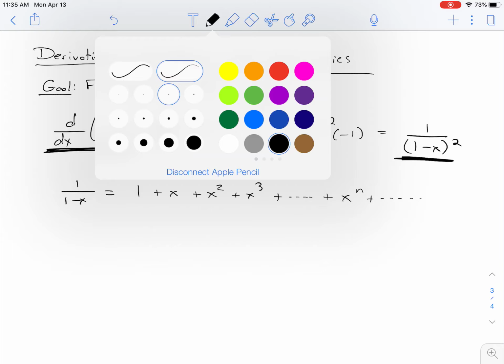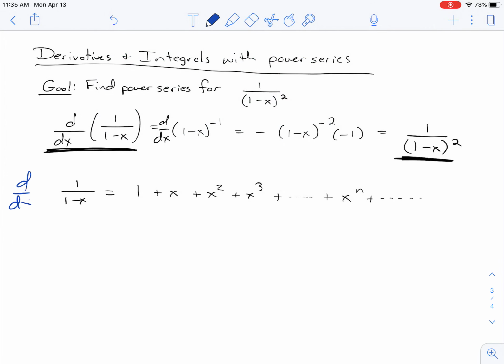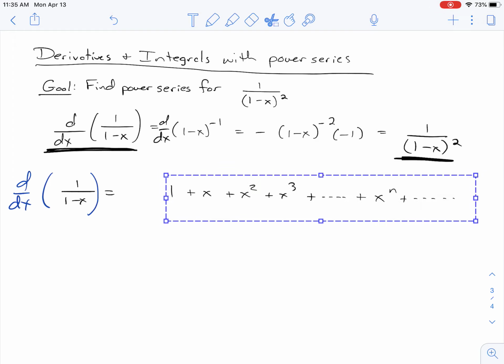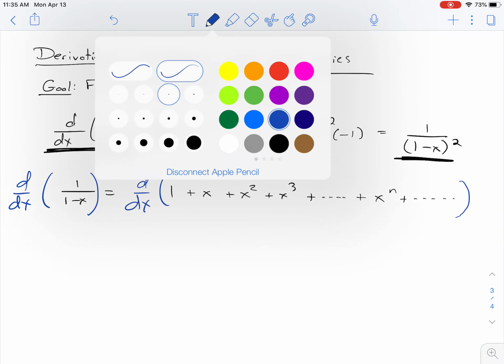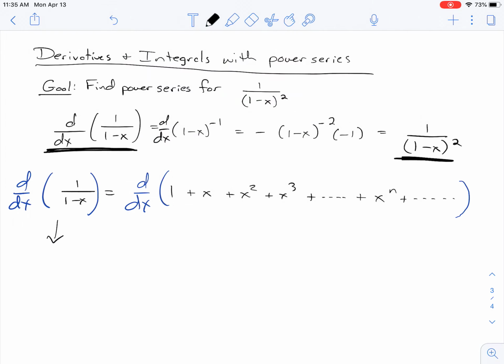Now, let's take the derivative of this. If I take the derivative of this side, and I take the derivative of this side over here, let me slide it down a little bit. What this gives me on this side, we just saw up there, is 1 over 1 minus x, quantity squared. And over here we can do the derivative term by term. So derivative of 1 is 0. Derivative of x is 1. Derivative of x squared is 2x. Derivative of x cubed is 3x squared. Plus, etc. The generic term here, or arbitrary term, would be nx to the n minus 1.